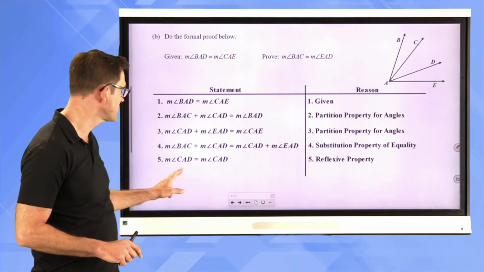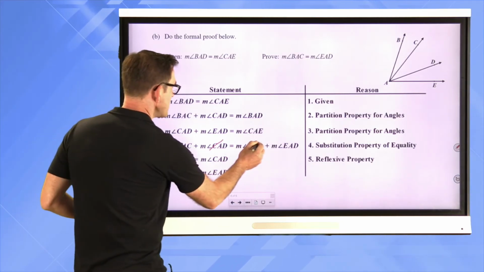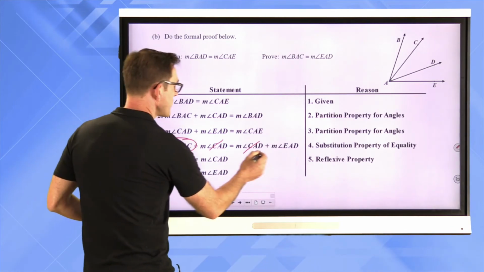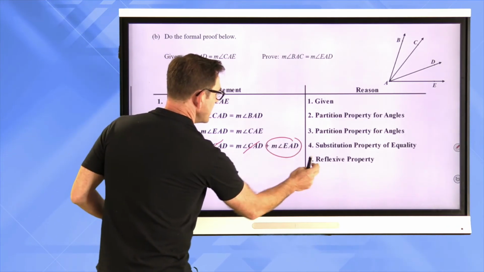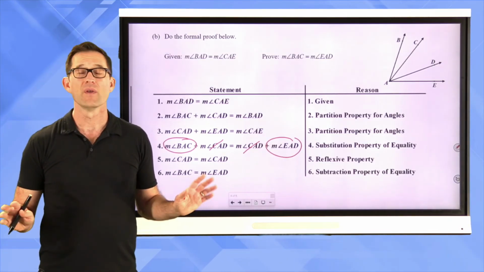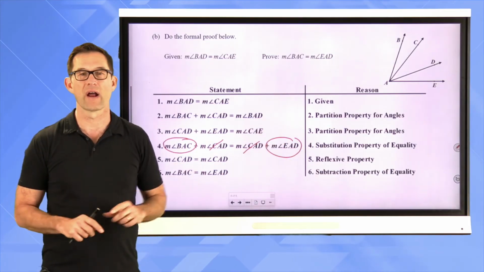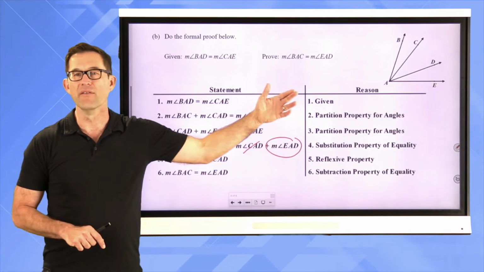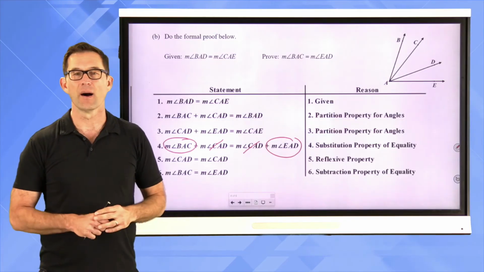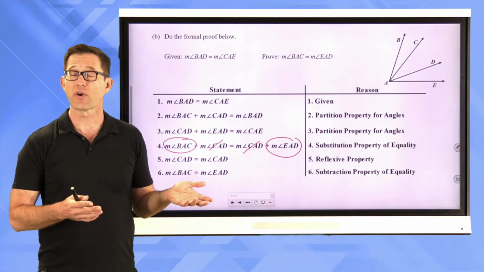Now I'm going to subtract this equation from this equation, thus subtracting the measure of angle CAD from both sides. Once I've done that subtraction, that leaves me with the measure of angle BAC equals the measure of angle EAD, the subtraction property of equality. And again, nothing wrong with given, partition, partition, substitution, reflexive, subtraction. All of that of equality is kind of optional in a certain way. Okay, so a subtraction proof.